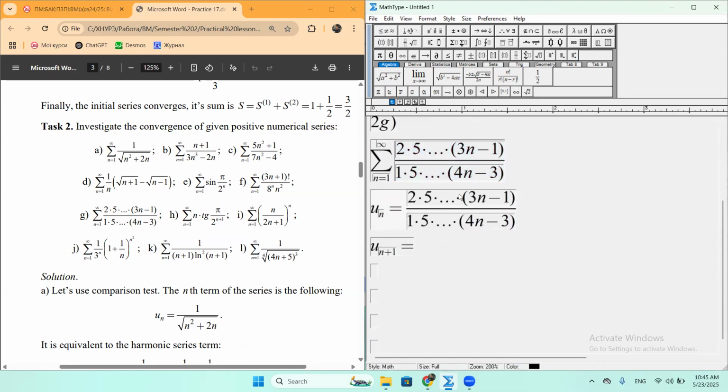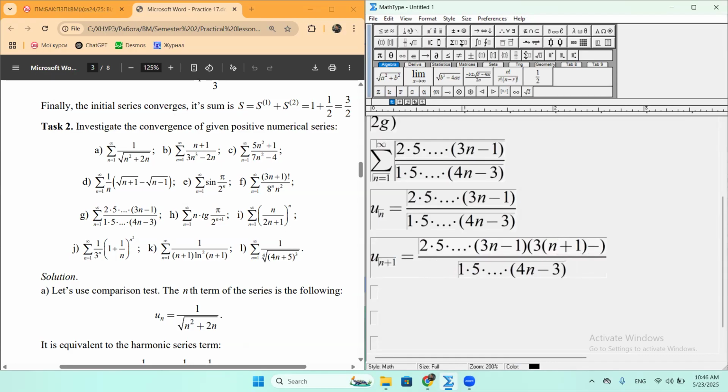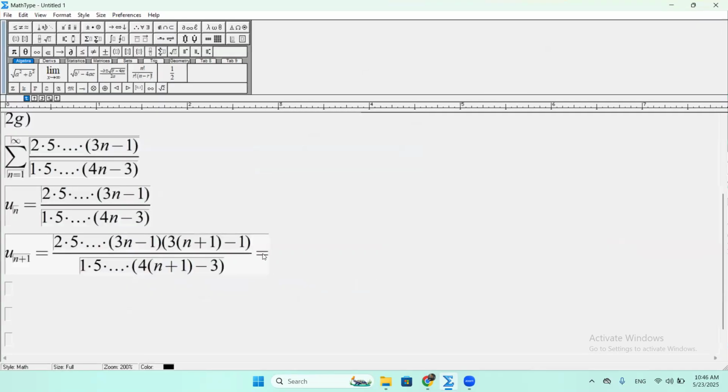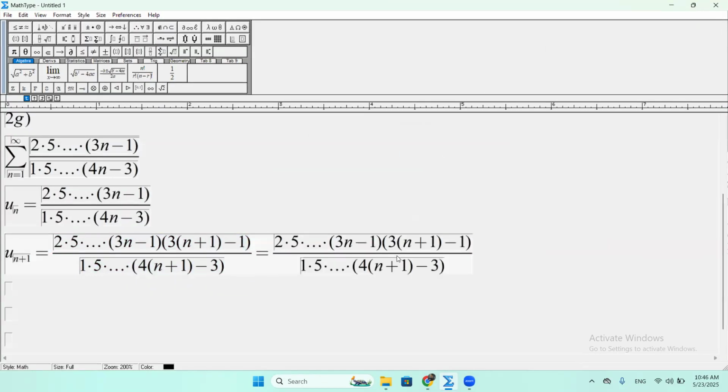The nth term is the following. And what about n plus 1? Multiplied by 3 times n plus 1 minus 1, and here 4 times n plus 1 minus 3. So let's expand it. I will rewrite: 3n plus 2, and here will be 4n plus 3.